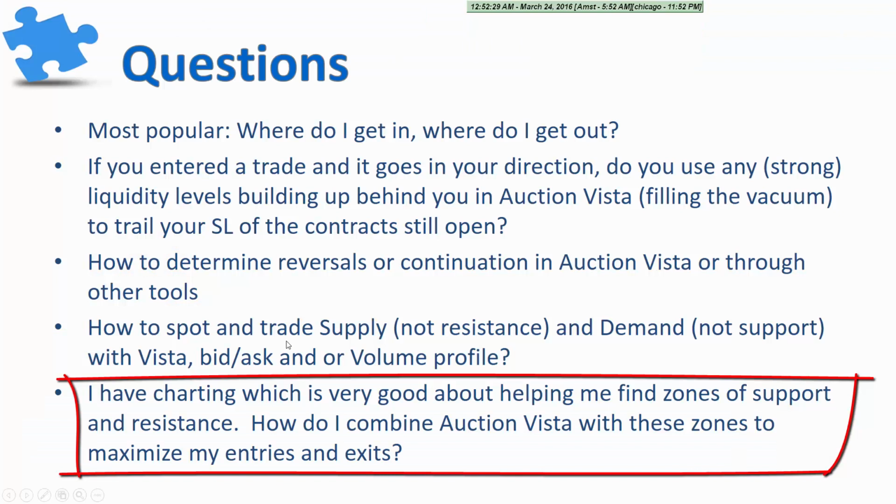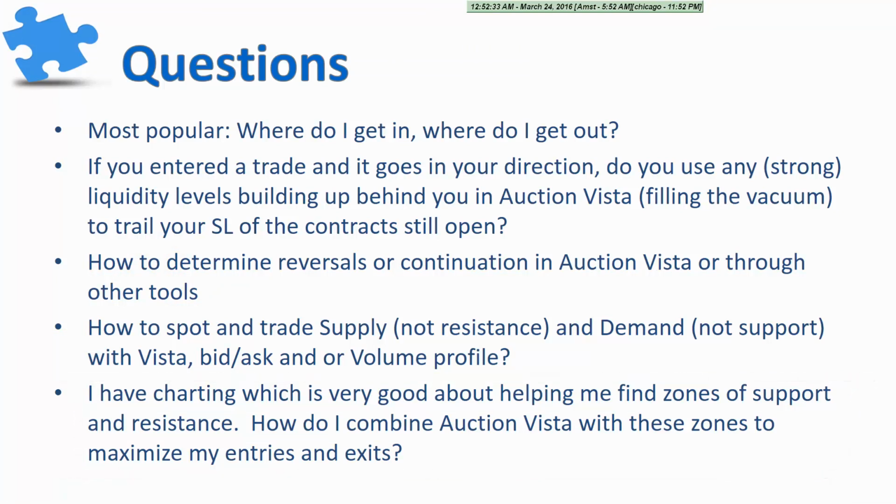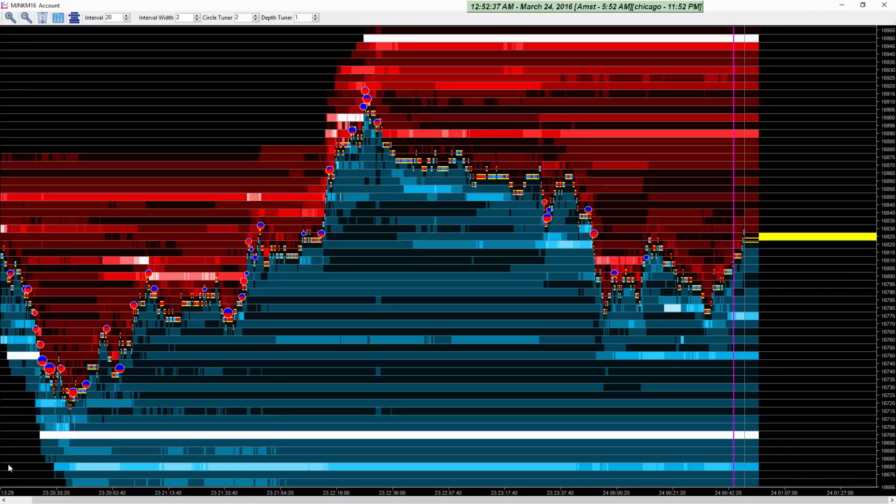I have charting, which is very good about helping me find zones of support and resistance. How do I combine Auction Vista with these zones to maximize my entries and exits? Okay, so the easiest thing to see, as we've already talked, is a major reversal, because I don't know if you're looking at major reversals or minor reversals there. But a major reversal, quite often you're going to see the absorption, and then you're going to see the buyers kick in, or you're going to see the absorption at the top, and then you're going to see the sellers kick in. So that's one thing to look for.